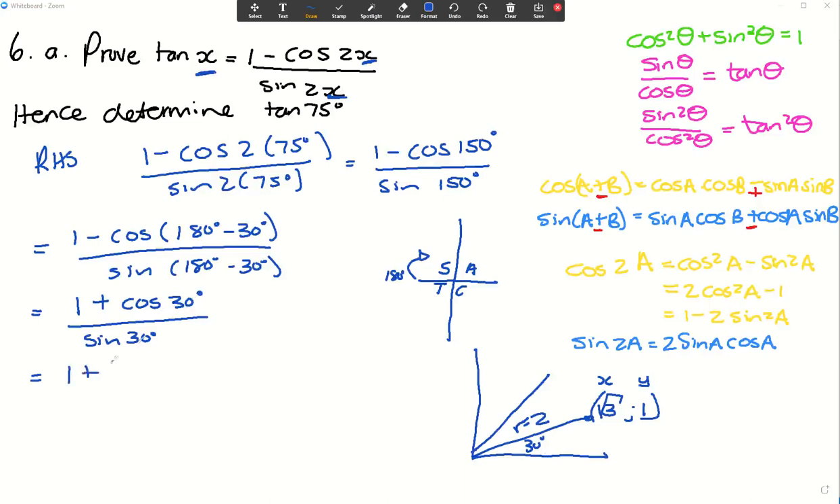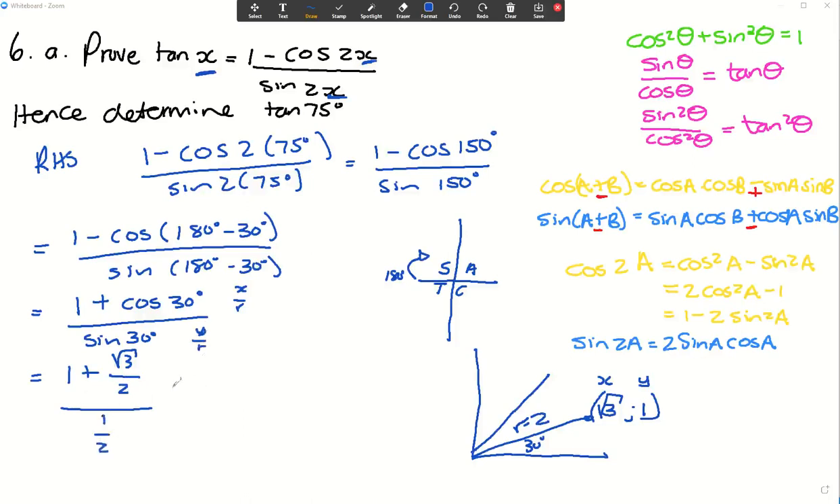You end up getting 1 plus cos 30 is x over r. What is my x value? It's root 3 over r ends up being 2, all over sine 30, 1 over 2, y over r, right? Let's just write that there, y over r. So it ends up being 1 over 2.